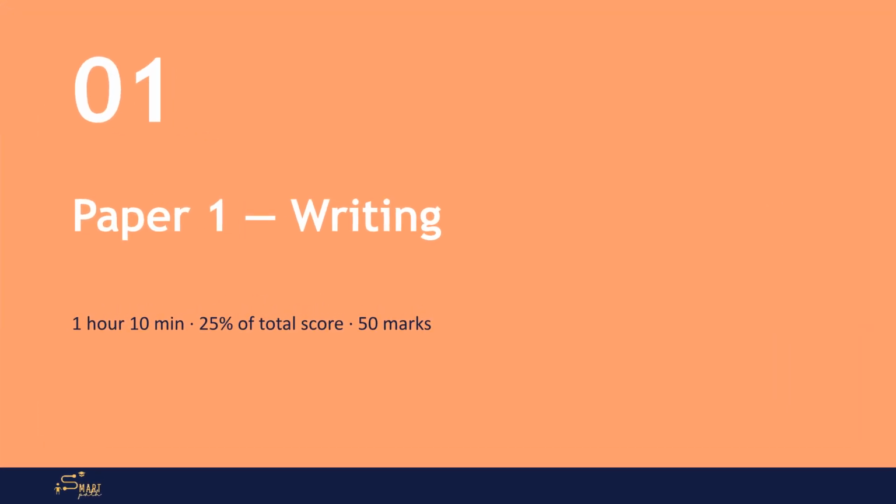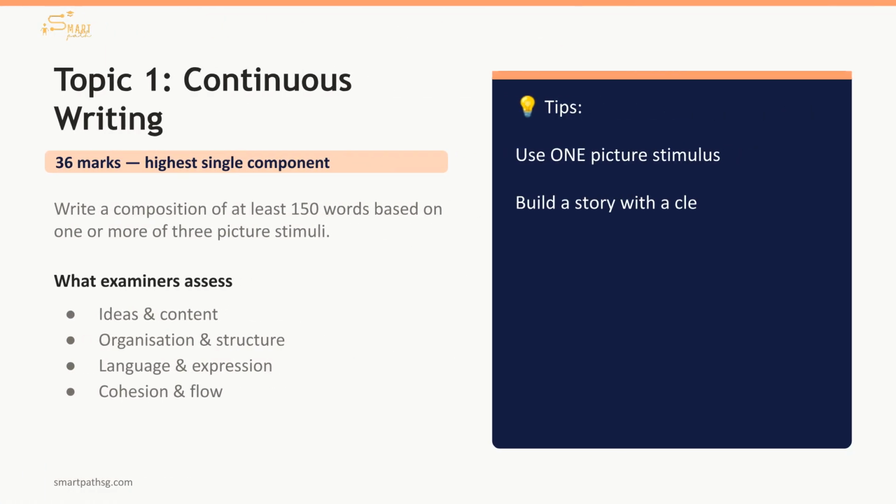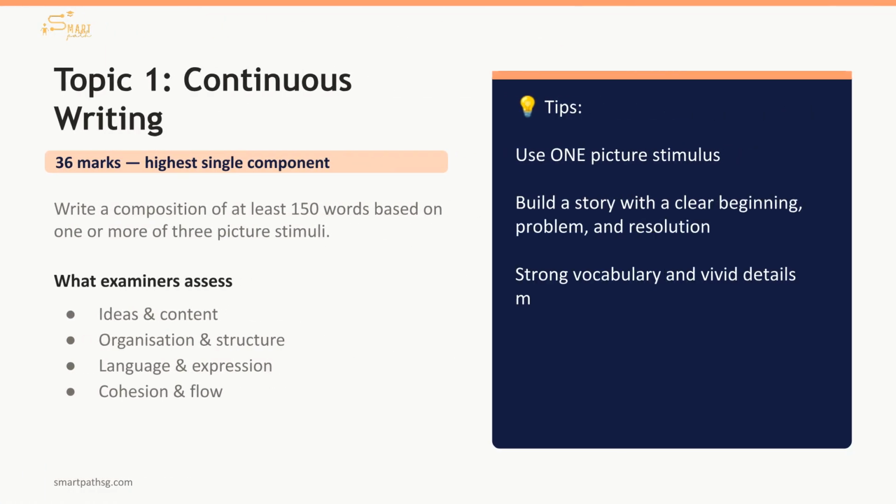Let's start with Paper 1, Writing. This paper has 2 components, continuous writing and situational writing. It is worth 50 marks, or 25% of the total score. Continuous writing is worth 36 marks, the single highest weighted component. Students pick one of 3 picture stimuli and write a narrative of at least 150 words. You're assessed on your ideas, how you organize them, and how well you express yourself in English.